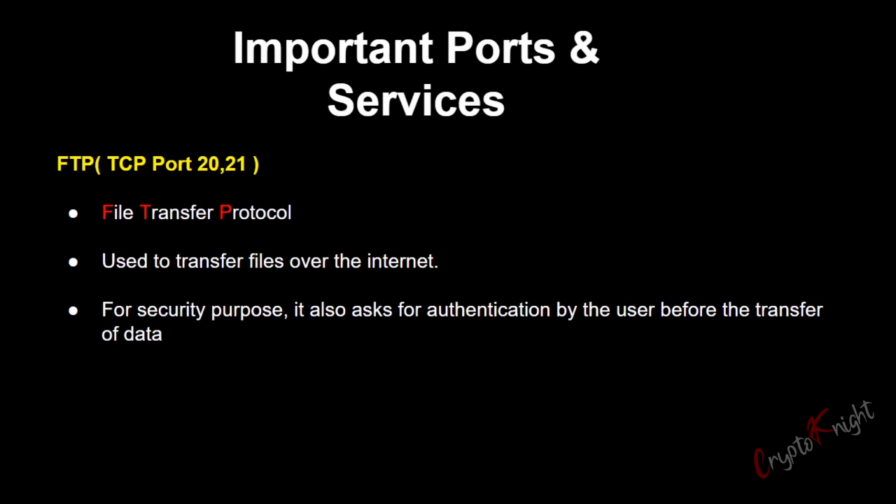So the very first port number I will be talking about is port number 20 or 21. Majorly 21 is associated with FTP, but port number 20 is also for FTP. Now these are both TCP ports, TCP port 20 and TCP port 21. By default, FTP runs over these. So what is FTP? It is File Transfer Protocol. It is used to transfer files over the internet, and for security purposes, it also asks for authentication by the user before the transfer of data. So you have to provide a username and password, and only then will it allow you to share files.